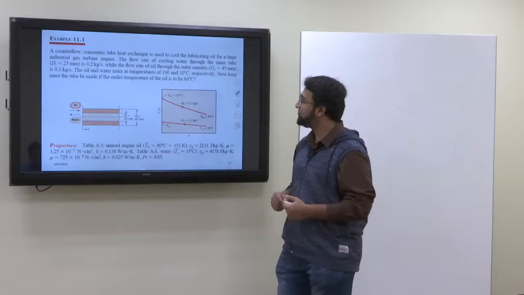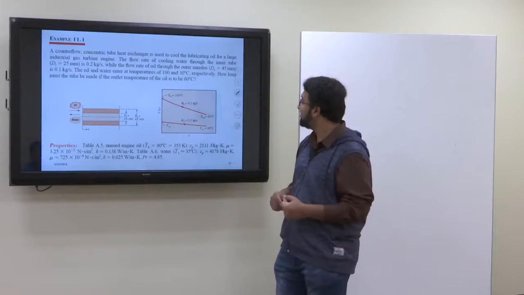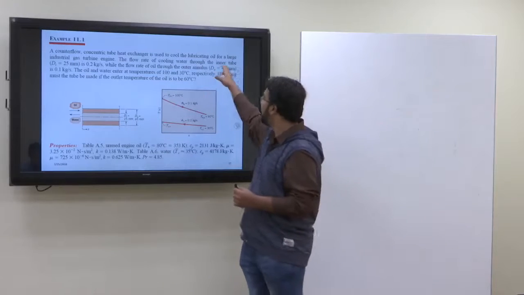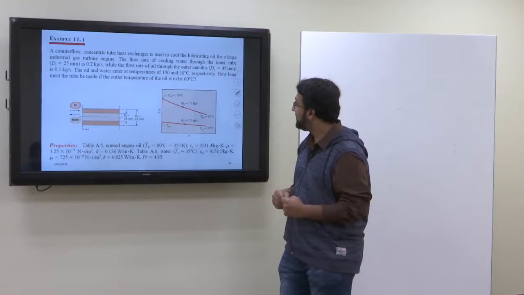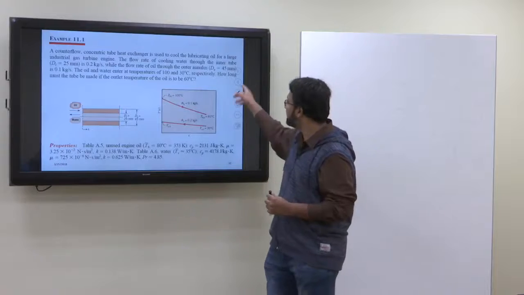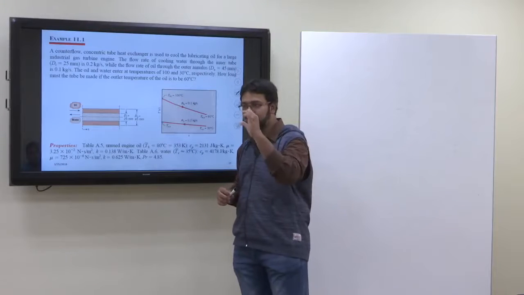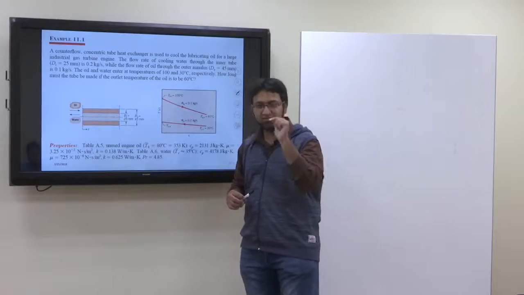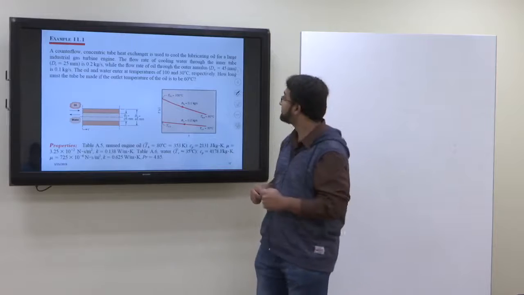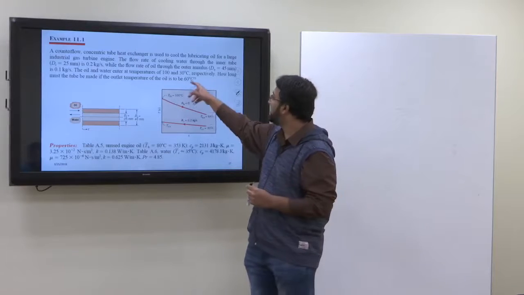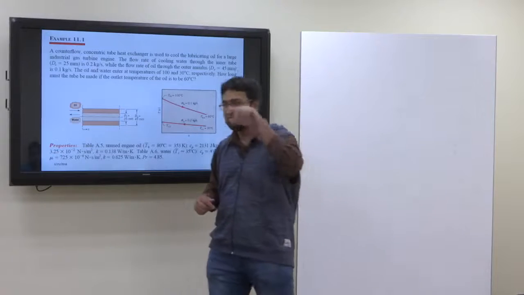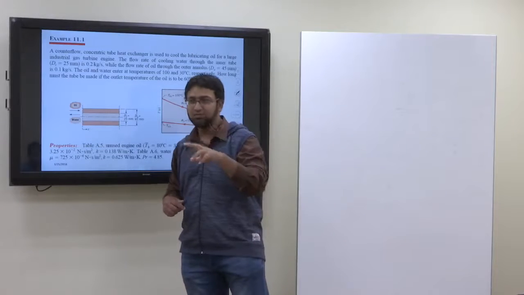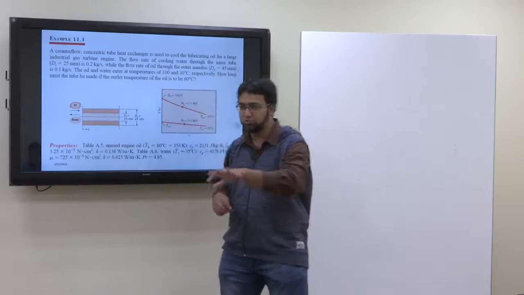So we had a counterflow concentric tube heat exchanger which was used to cool the lubricating oil from a large industrial gas turbine. The flow rate of the cooling water through the inner tube. So inside we had the inner tube, and within the inner tube we have the cooling water, while the flow rate of the oil through the outer annulus, and in the annulus region we had the oil, which was hot, which was being cooled.